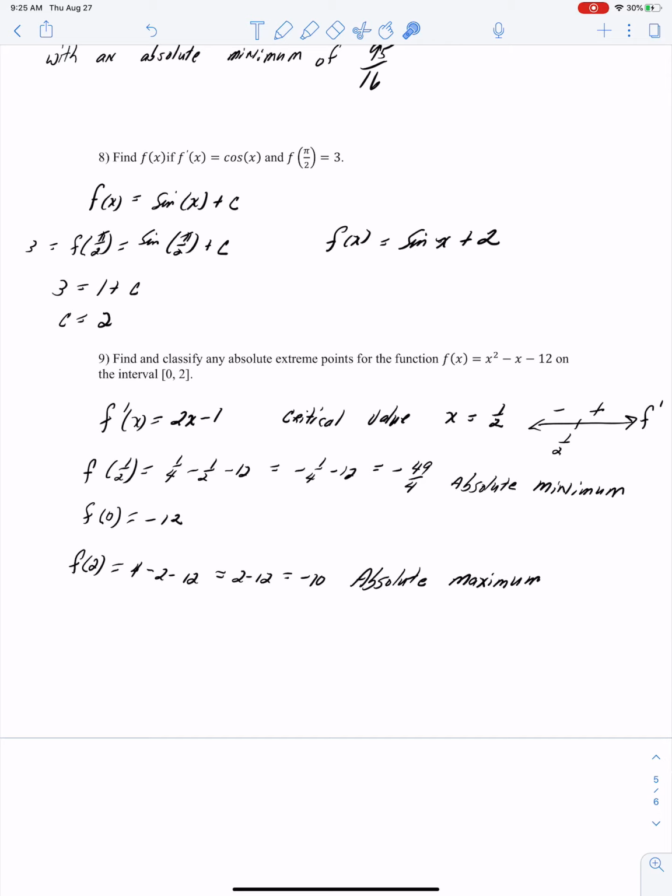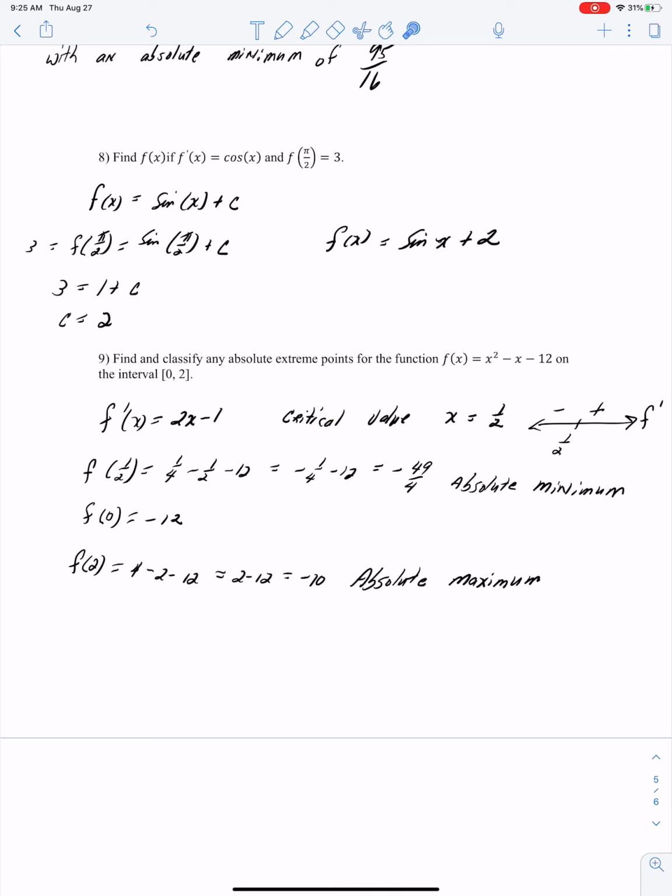Finally, 9. I have this function x squared minus x minus 12 on the interval from 0 to 2. So I have a continuous function on a closed and bounded interval. I know I have an absolute max and an absolute min. How do I find them? Well, first I have to figure out the critical values. So I check the critical values, and I also check the endpoints.